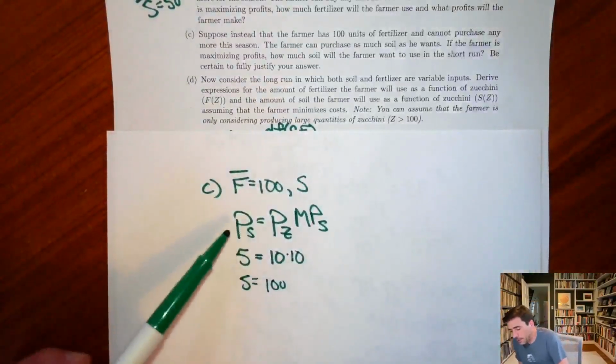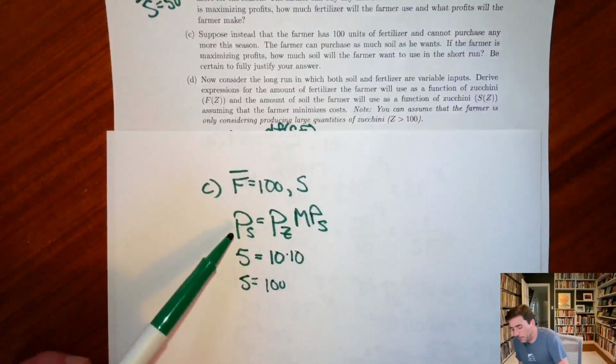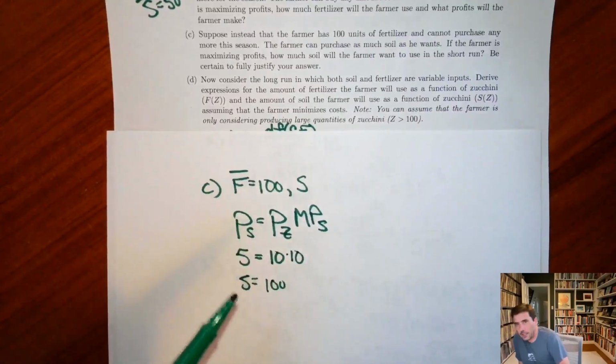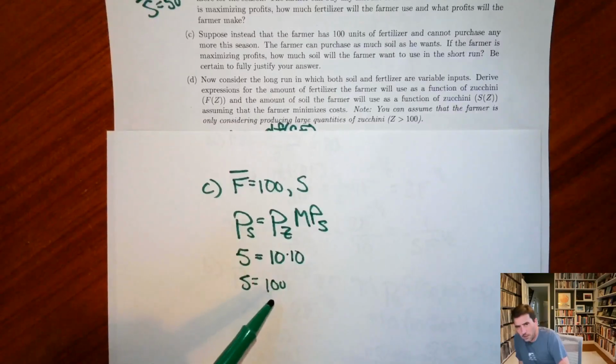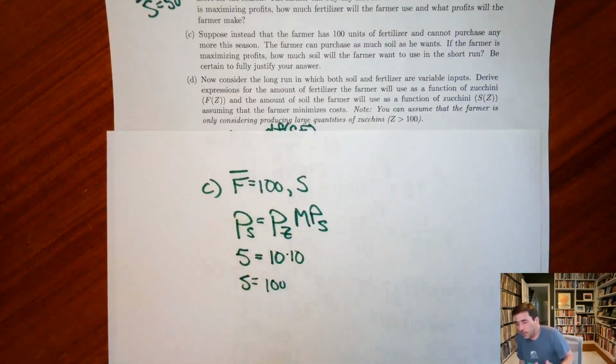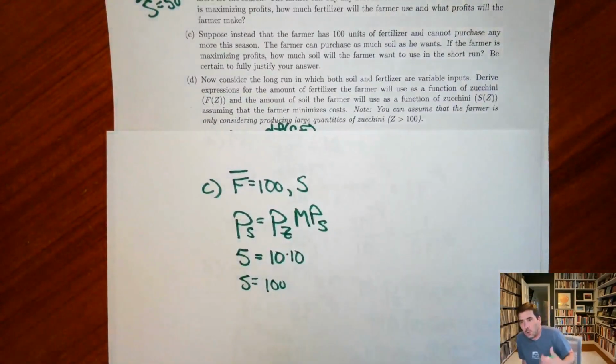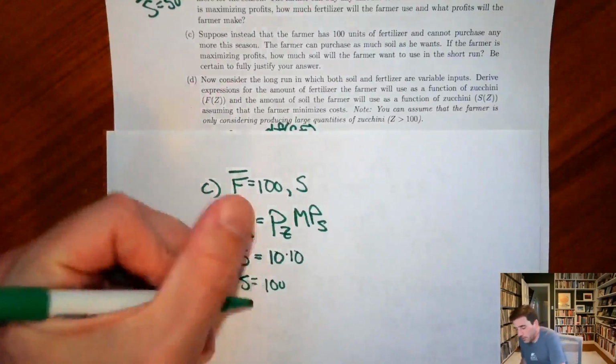Well, that means that every extra unit of soil we buy costs less than what it's generating in revenue, right? Every extra unit of soil we buy is 5, but it generates $100 in revenue for us. So we're making $95 in profit on each one of those units, right? And so given that, we're going to want to buy all the soil we can, right?